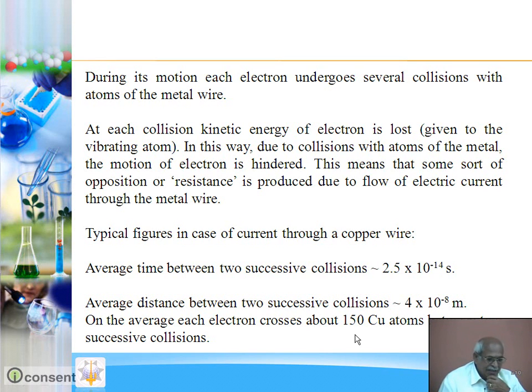And between two successive collisions, electron crosses about 150 copper atoms.